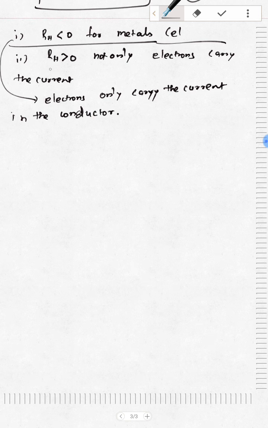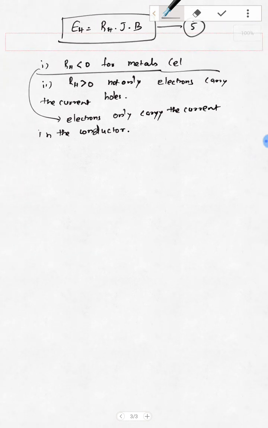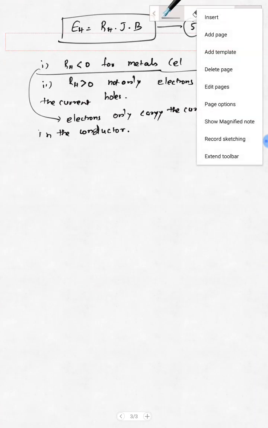But in some cases, in semiconductors, not only electrons but others like holes can also carry the current. We will come to know this conclusion when we do practical measurements of different conductors, semiconductors, and alloys. When we do that, we can find different Hall coefficients, and from that we can conclude what carrier is used for conduction. For a comparative study, one table is given in the textbook.